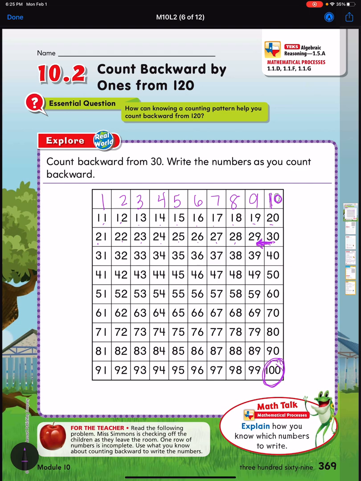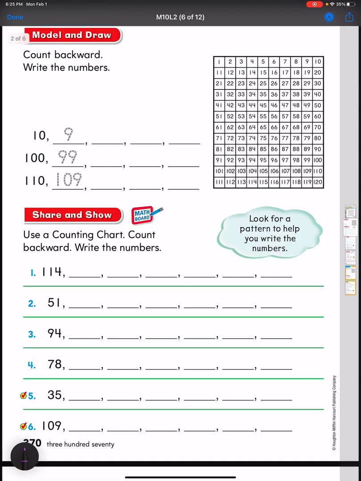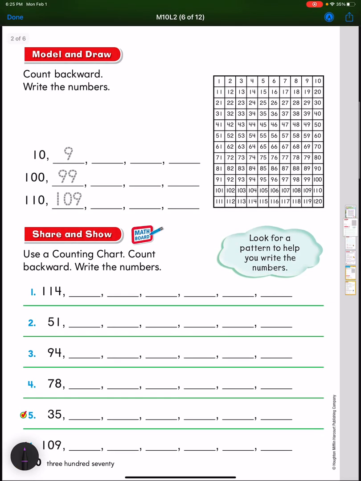All right. Remember, as we count backwards on this chart, it is one less than the number we just said. Okay? We are decreasing by 1. All right. Let's see. So let me switch to this one. Okay, so same thing. Model and draw. Count backward. Write the numbers.